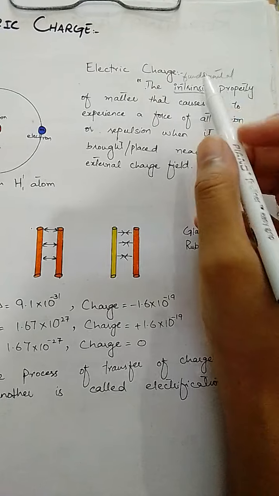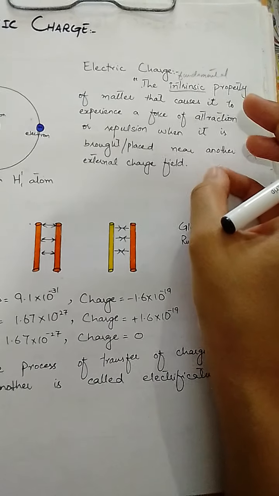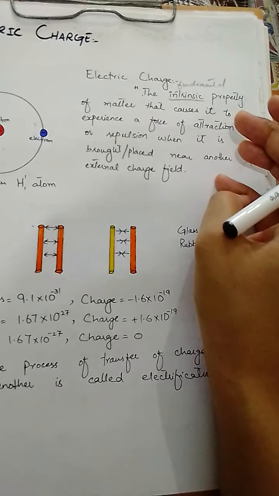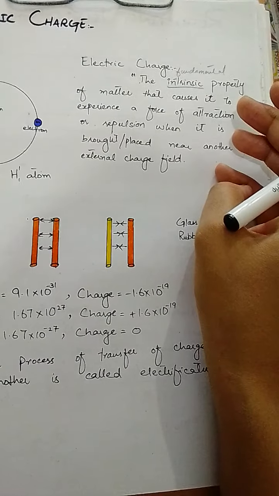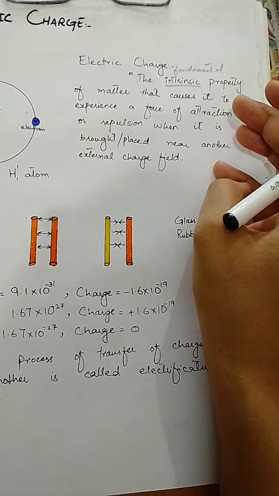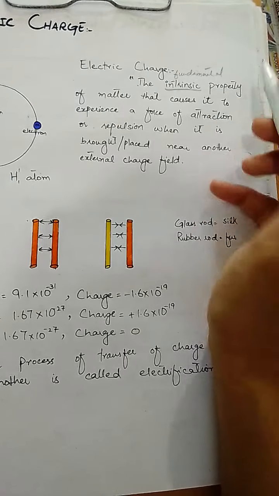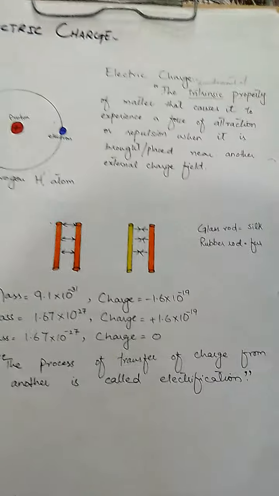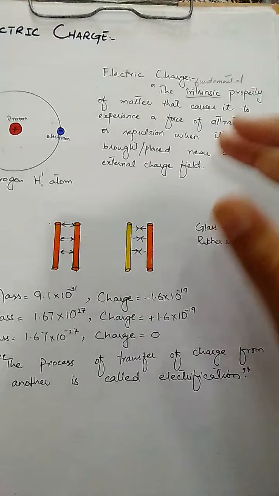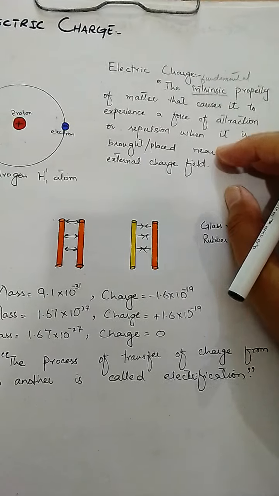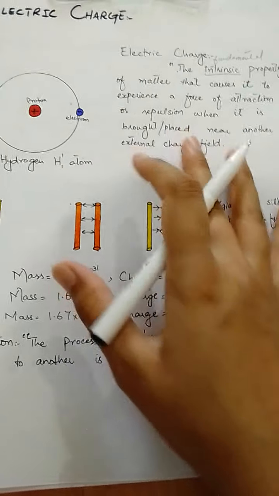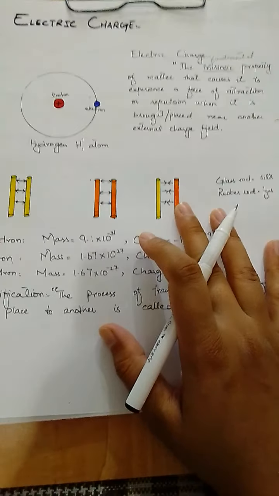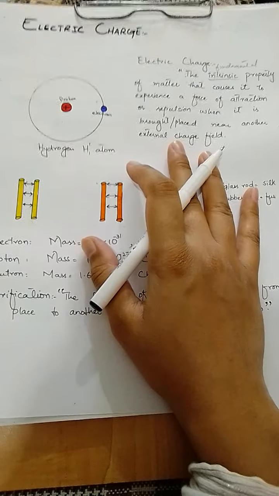So whenever we take a charge and bring it closer to another charge, these two charges will experience a force of attraction or repulsion. And this attraction or repulsion is one of the most fundamental properties of matter, okay? They don't originate from another quantity. They just apply to matter as it is. So this is one of the most basic concepts related to electric charge, right?